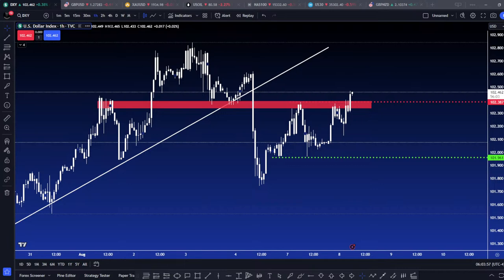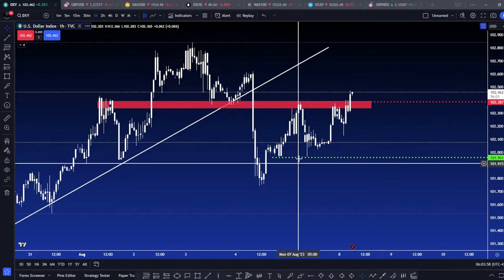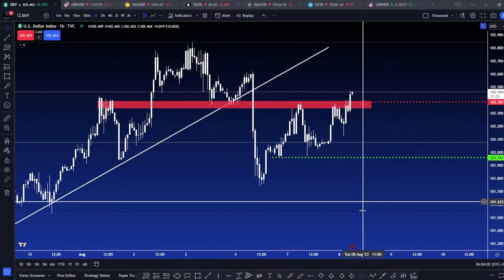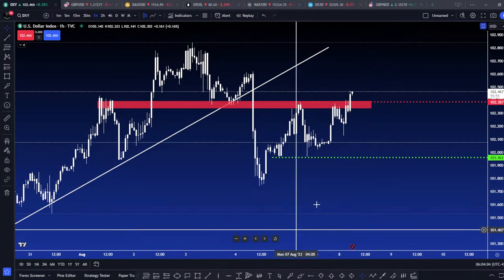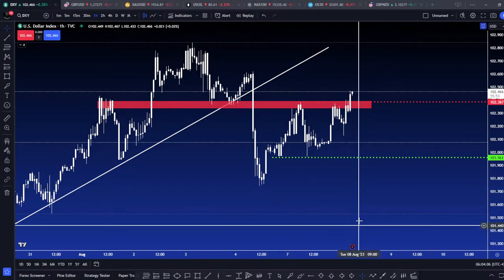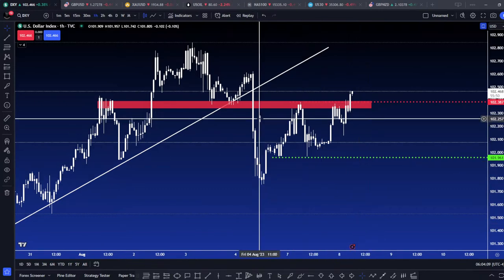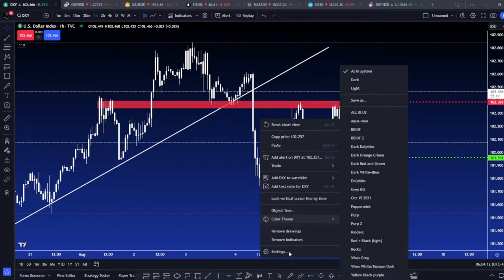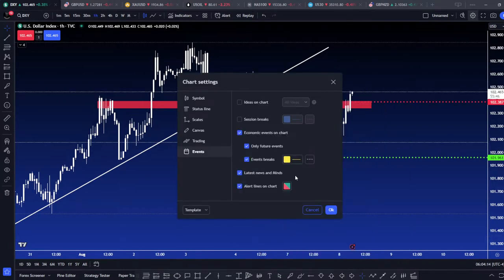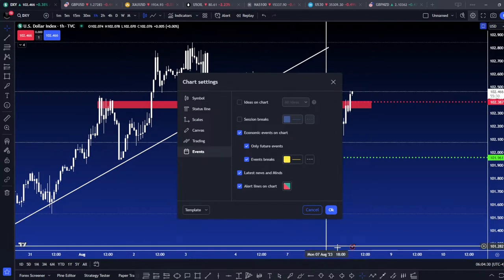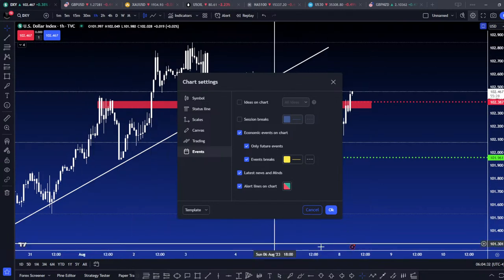All right, perfect. Let's get to it, guys. Don't want to waste a lot of time. So right away, we evaluate the dollar right out the gate, so we can have an idea of what's going on. Really quick, I want to show you guys, if you right-click, go to settings, then events, and turn on economic events on the chart. Normally I do only the future events, so I don't have a bunch of events showing at the bottom of the chart.